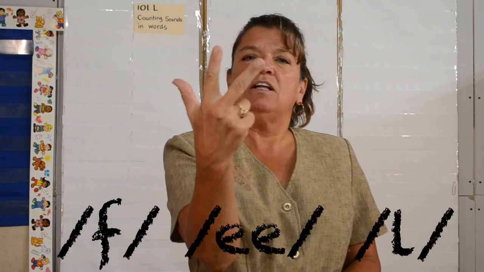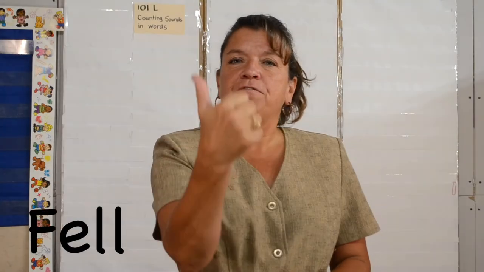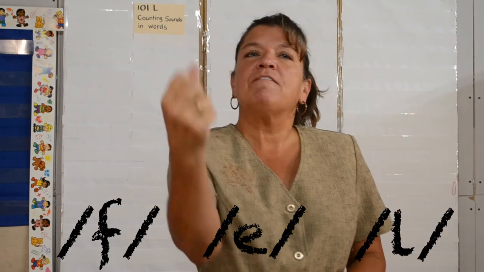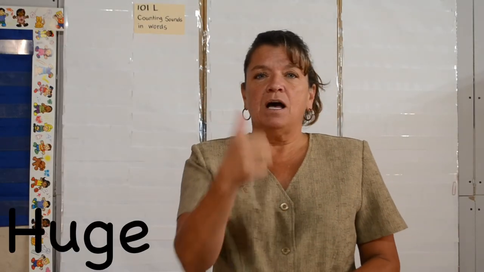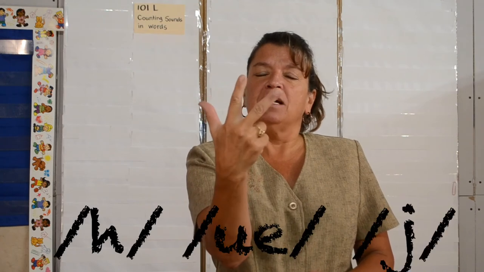The word feel would look like this in sounds. F-E-L, feel. Feel has three sounds. The word fell would look like this in sounds. F-E-L, fell. Fell has three sounds. The word huge would look like this in sounds. H-U-J. Huge. Huge has three sounds. Now you can see here that a spelling is different than a sound.